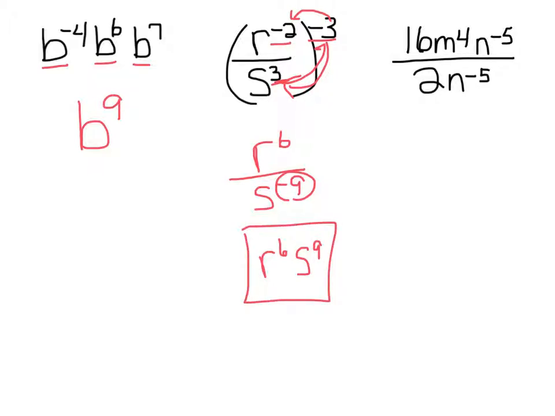The third example here, we're going to clean this up a little bit. We're going to start with our constants. 16 over 2 reduces to 8 over 1. Now we're going to look at the variables in order of the alphabet. Let's look at our m to the 4th. Are there any other m's anywhere? No, so we keep that right there where it is. Now we have n to the negative 5th over n to the negative 5th. Anything over itself is 1, so that reduces, and 8m to the 4th is your final answer.